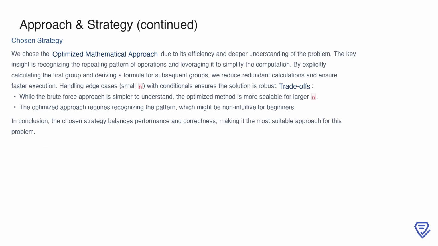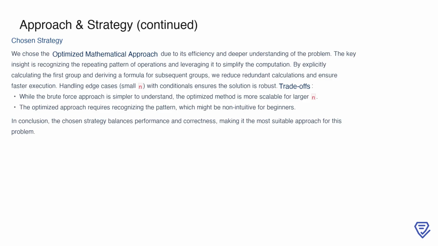The chosen strategy for solving the clumsy factorial problem is the optimized mathematical approach. This method stands out for its efficiency, as it leverages the repeating pattern of operations to reduce redundant calculations. By explicitly calculating the first group of terms and deriving a formula for the remaining groups, we streamline the computation and make the solution more scalable for larger values of n. Additionally, by incorporating conditionals for small values of n, we ensure that all edge cases are handled effectively.